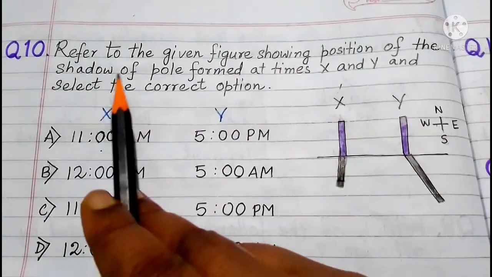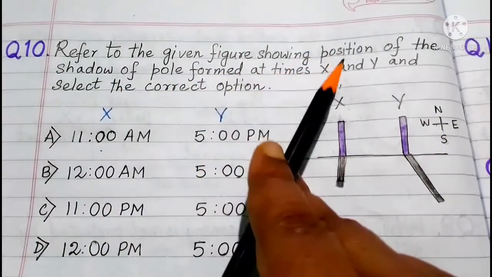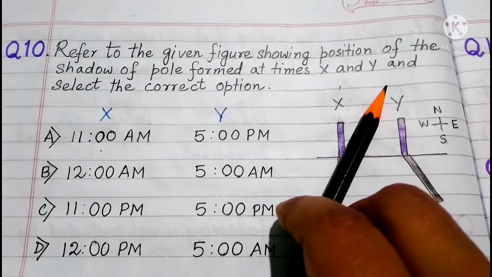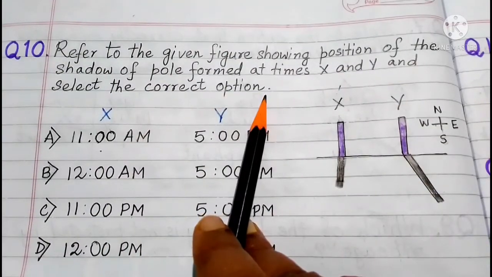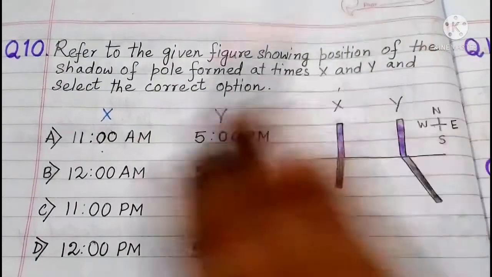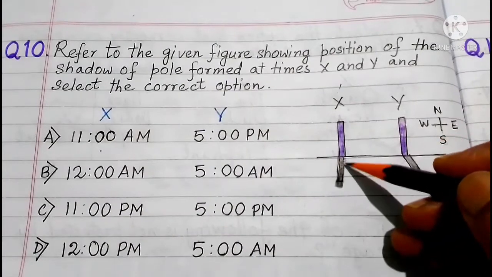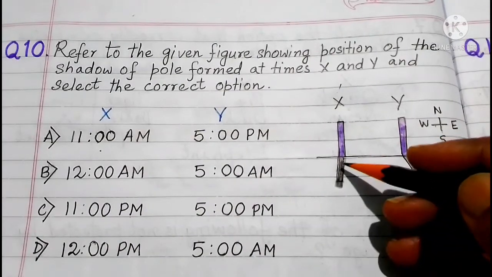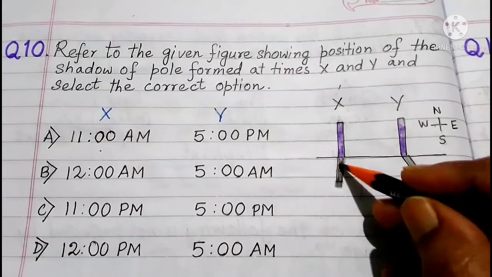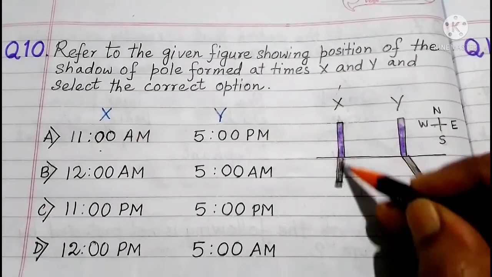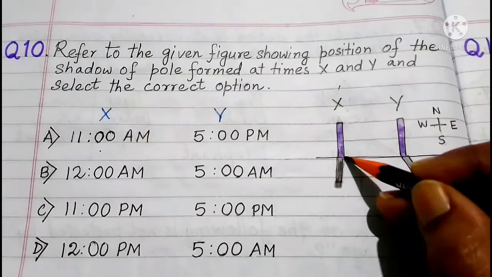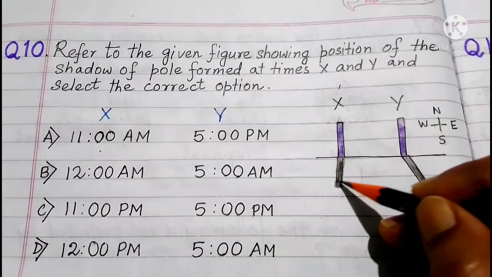So coming to question number 10. Refer to the given figure showing position of the shadow of pole formed at times X and Y and select the correct option. So X and Y are actually two different positions at two different times. Okay, so X means it is around 12 o'clock. It is going to be 12 o'clock because if it were 12 o'clock, then this particular shadow should be just at straight line with the actual pole. This purple line should be in continuation with a straight line like that with the shadow.